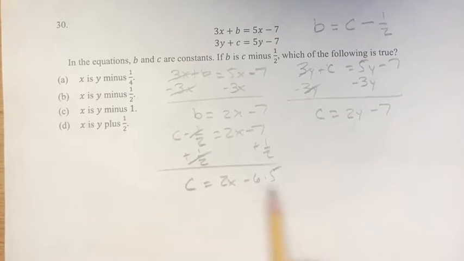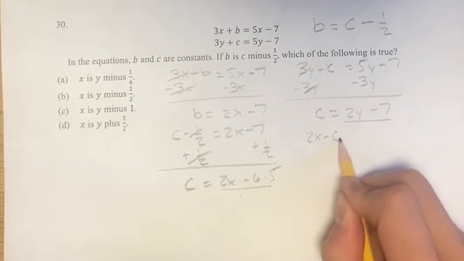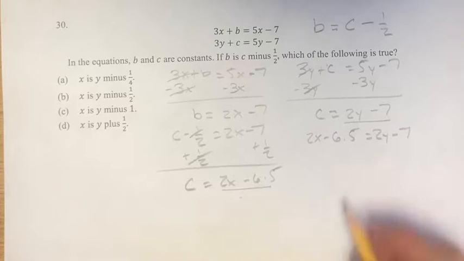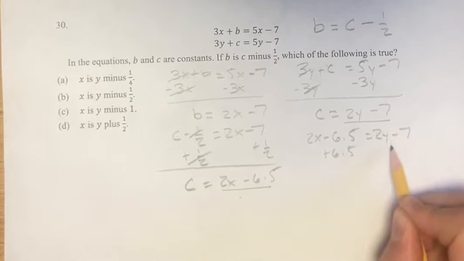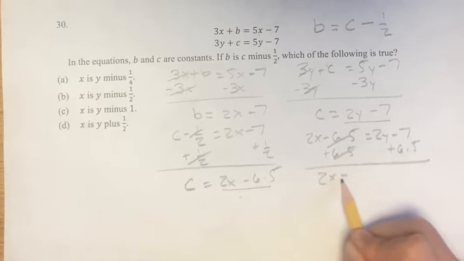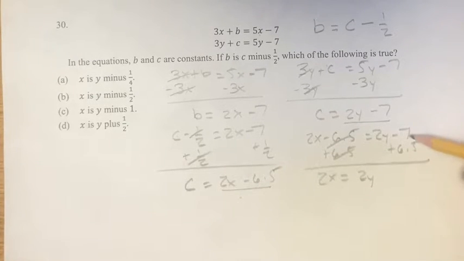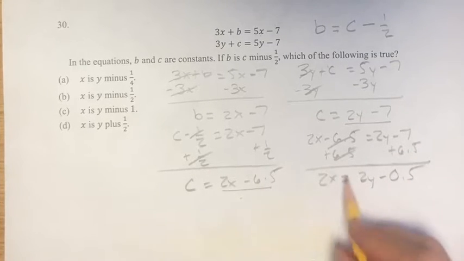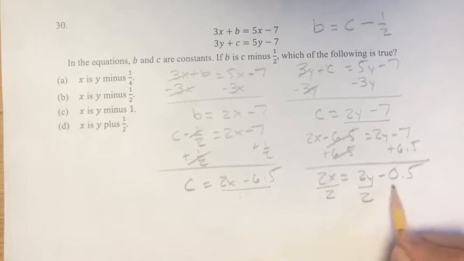And now we know that c is equal to this and c is equal to that. Therefore, this is equal to that. 2x minus 6.5 equals 2y minus 7. Add 6.5 to both sides. We have 2x is equal to 2y minus 7 plus 6.5, which is minus 0.5. Divided by 2, divided by 2, divided by 2.